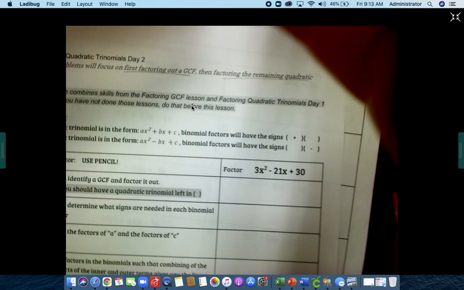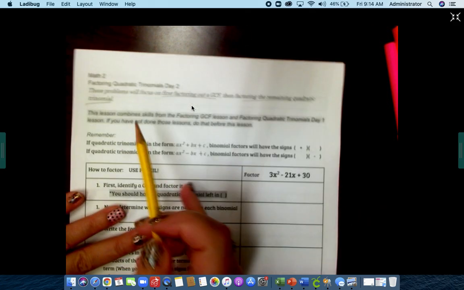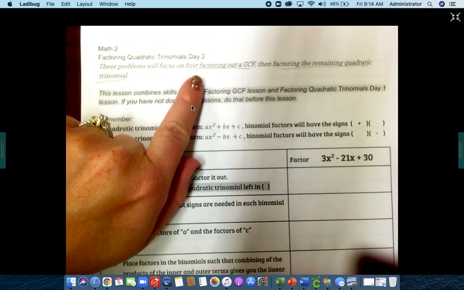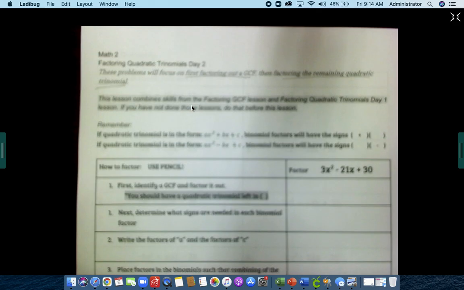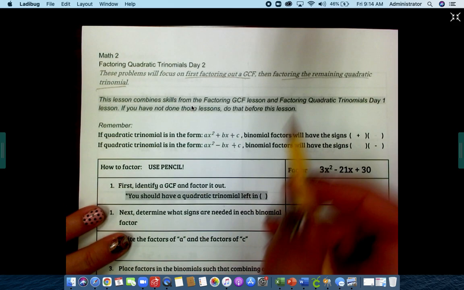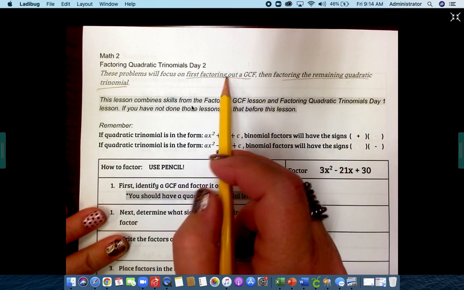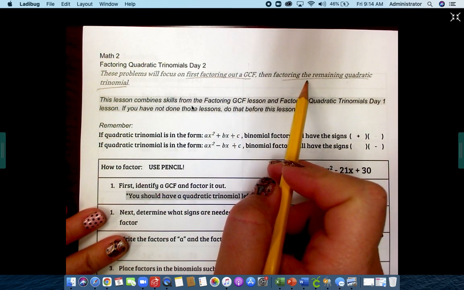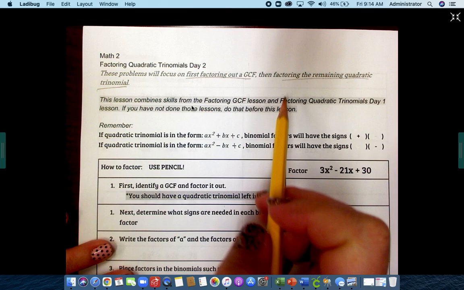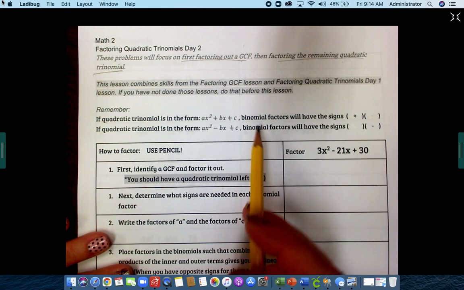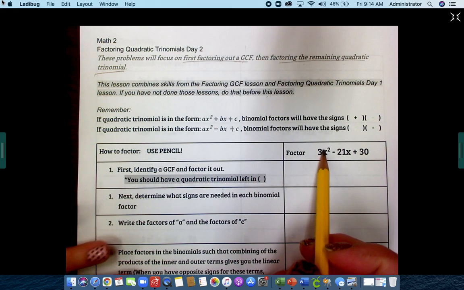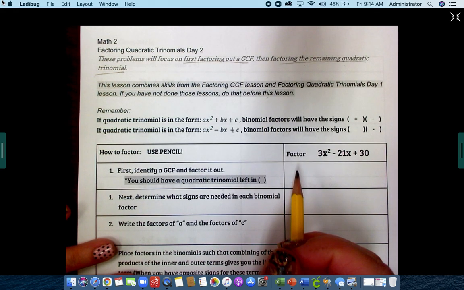All right, so for today's lesson, it says that these problems will first focus on factoring out a greatest common factor, GCF, and then factoring out the remaining quadratic trinomial. So basically, this is the first lesson on factoring, and this is the second lesson on factoring. If you have not done those lessons, do that before this lesson, please, because I'm going to go through this as if you have learned and understood those 2 lessons.